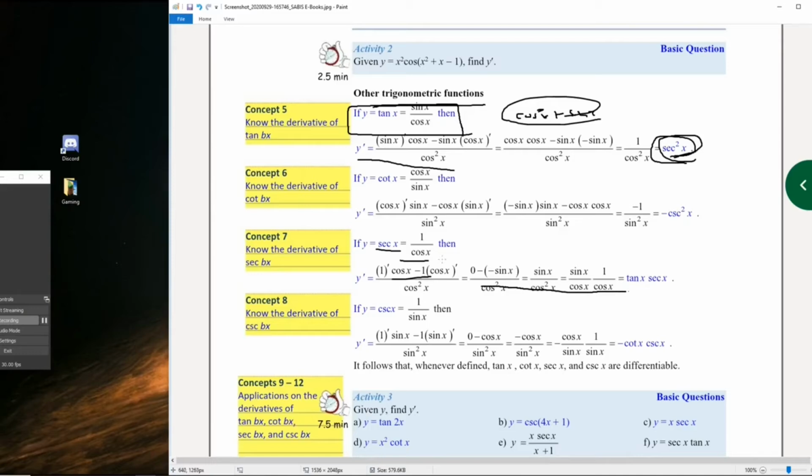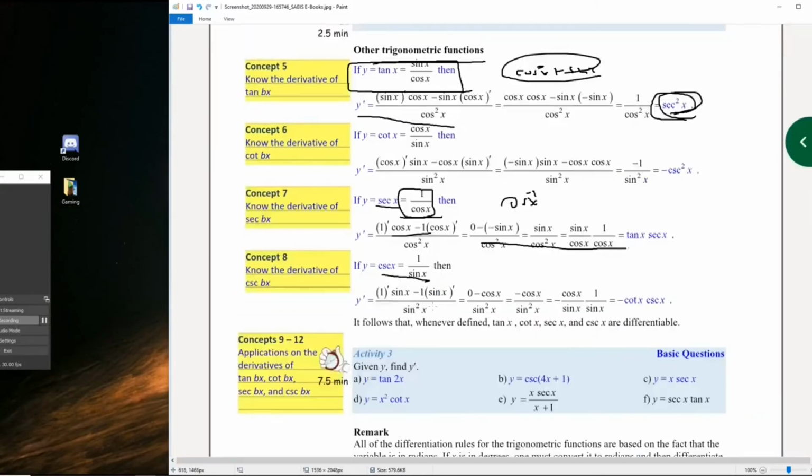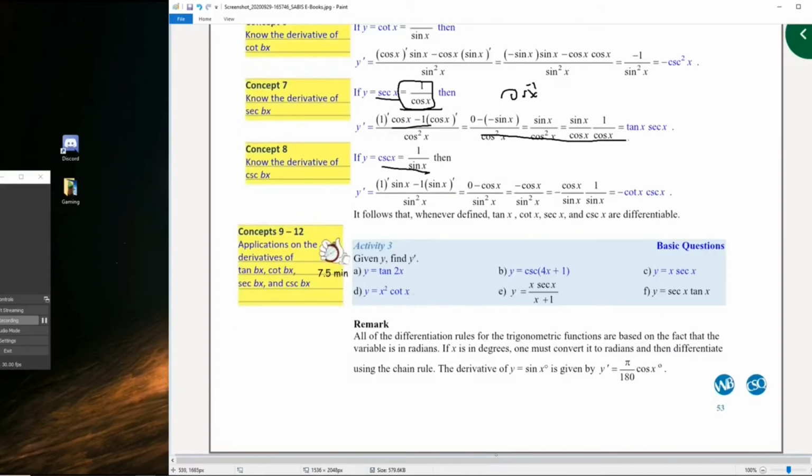Actually, to be honest with you, you don't need to do quotient rule, you can just do chain rule. Cosine x to the minus 1, and then you just follow what I did in my other video. And yeah, you continue cosecant, sine x, again chain rule, no need for quotient rule, waste of time. And yeah, pretty much you have activity 3.